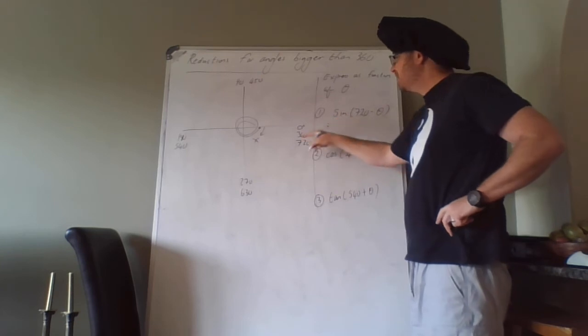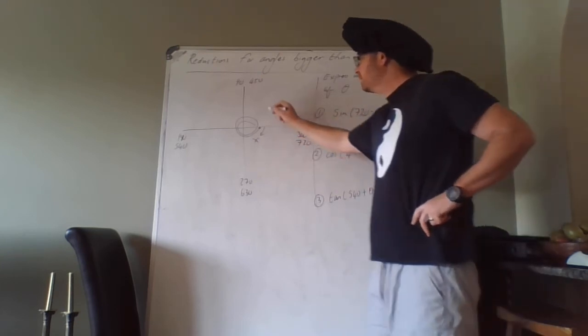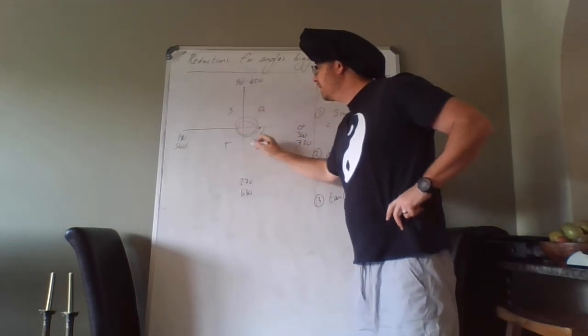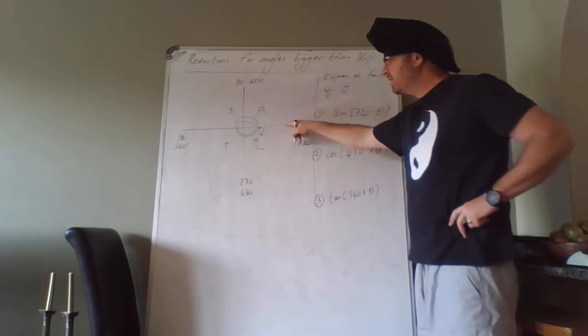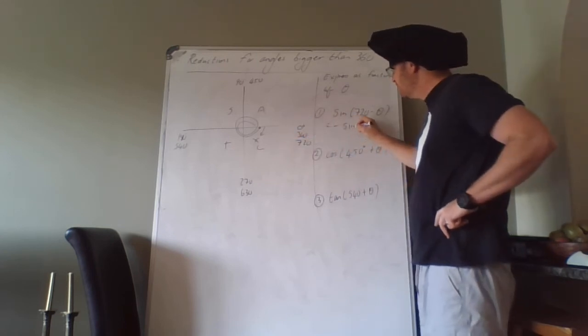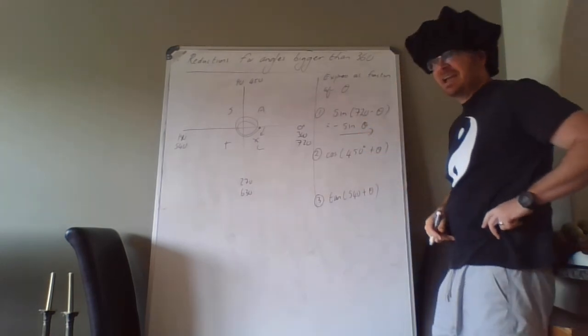What happens to sine in that quadrant? If I'm using CAST, in this quadrant sine is negative, so it's going to be negative, and I bounced off the x-axis, so there's no name change. So it's going to be simply negative sine theta.